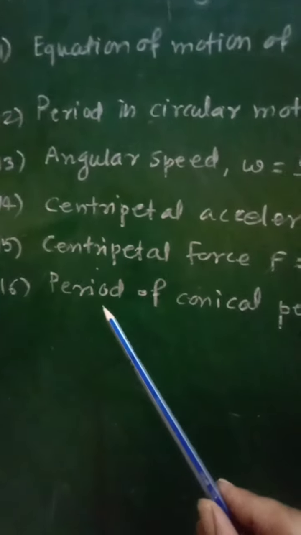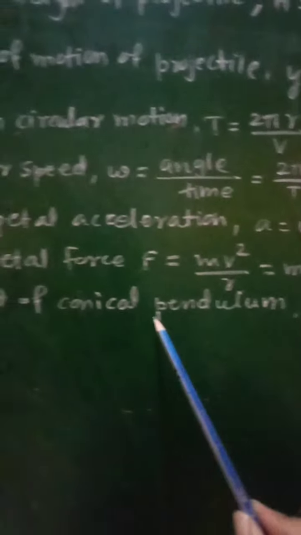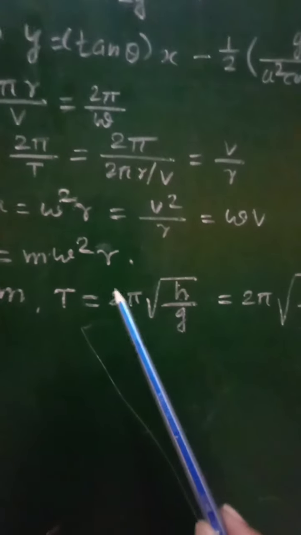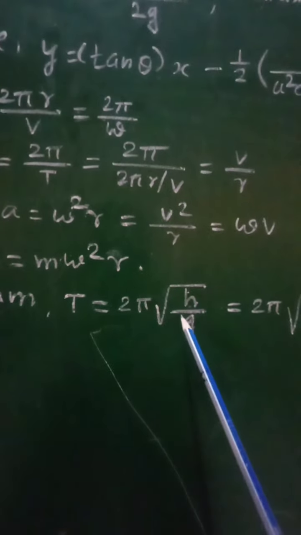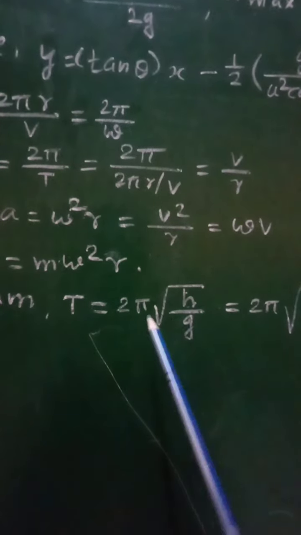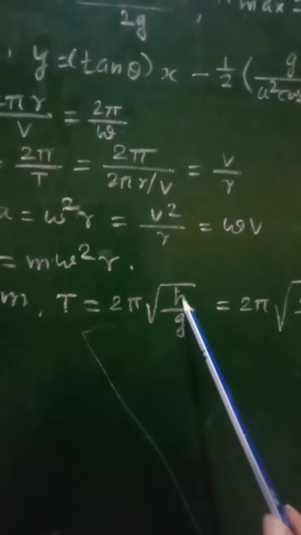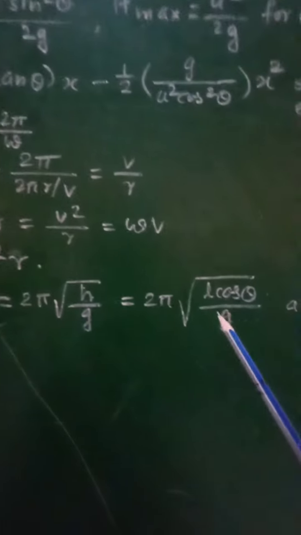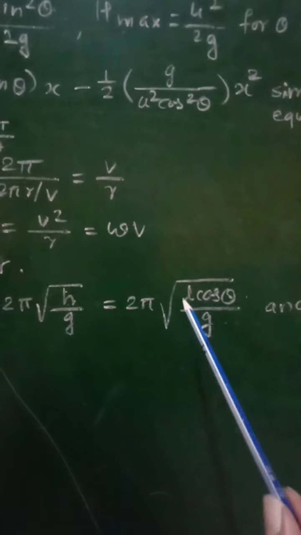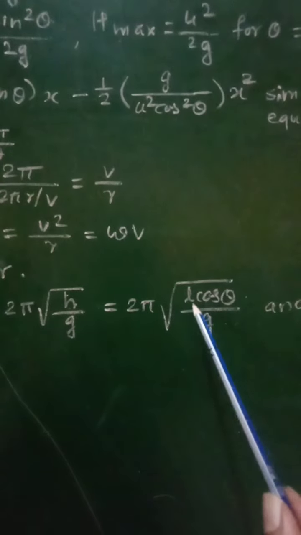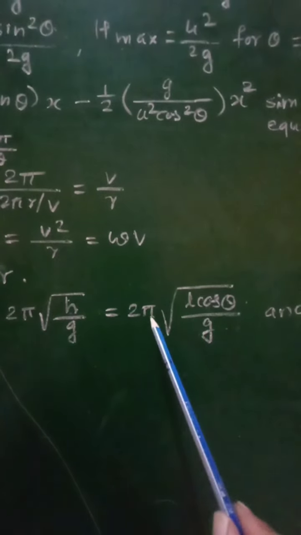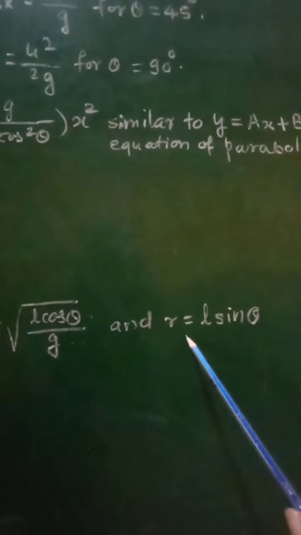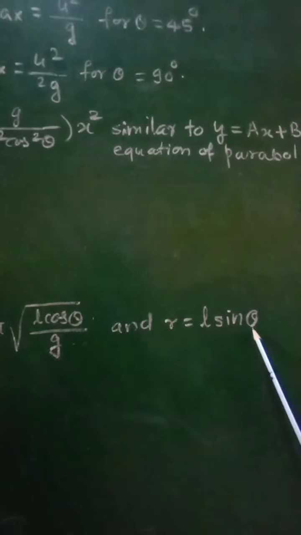Then the 16th formula gives the period of a conical pendulum. In case of a conical pendulum, the period T is given by the formula T is equal to 2 pi square root of h by g, where h is the vertical height. So T is equal to 2 pi square root of h by g, which will be given as 2 pi square root of L cos theta upon g. h will be replaced by L cos theta, and therefore T is equal to 2 pi square root of L cos theta upon g, where r is equal to L sin theta.